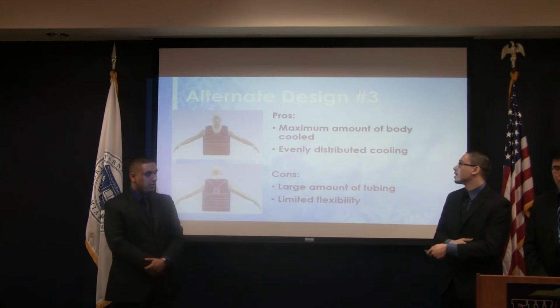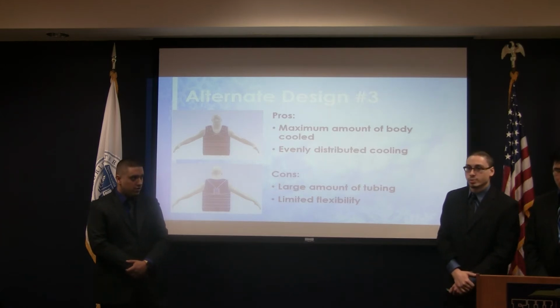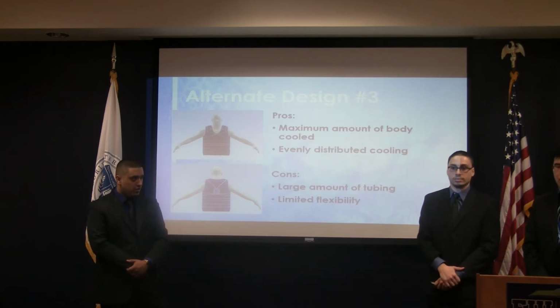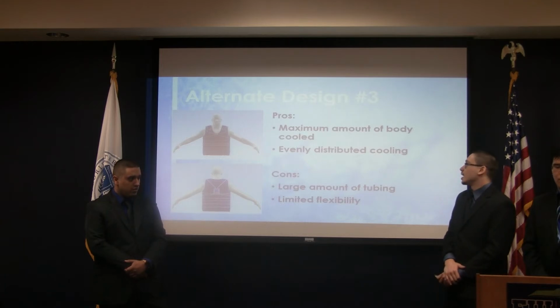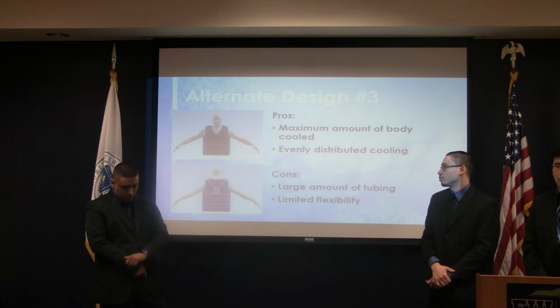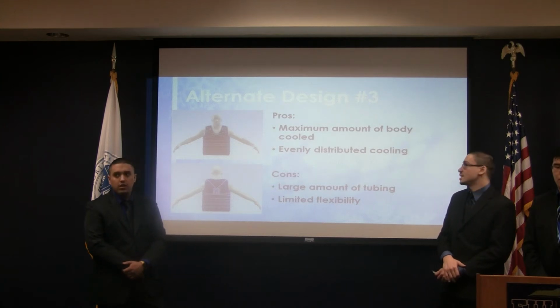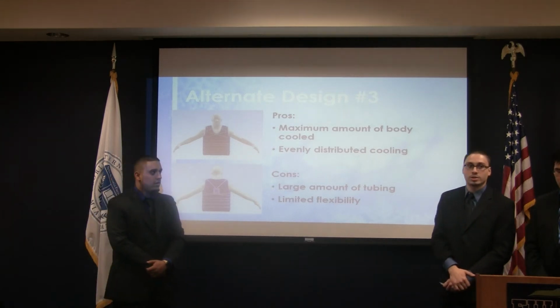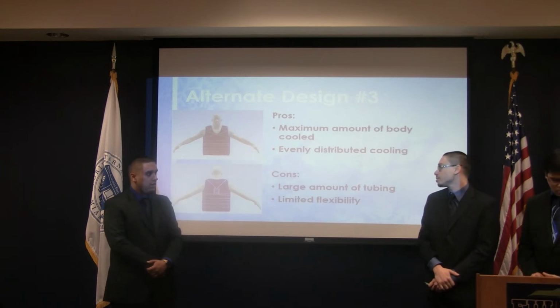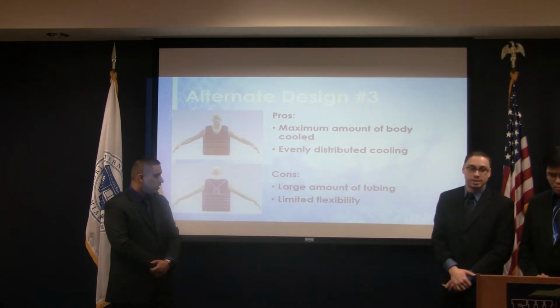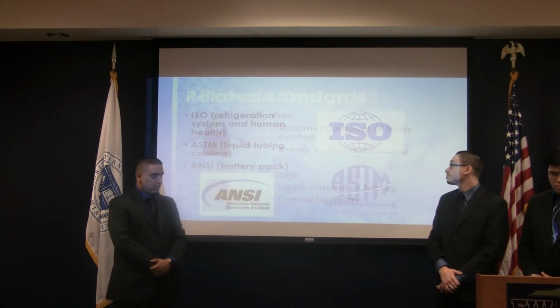Our third design is one where the tubing wraps around the body horizontally, as you can see in both schematics. The benefit of this one is we get the maximum amount of cooling to the body, which is very important. Both front and back have an evenly distributed amount of cooling. However, as you can see in the schematics, there's a lot of tubing required, so the overall cost of the design goes up. And we have limited flexibility in the design of the vest itself.